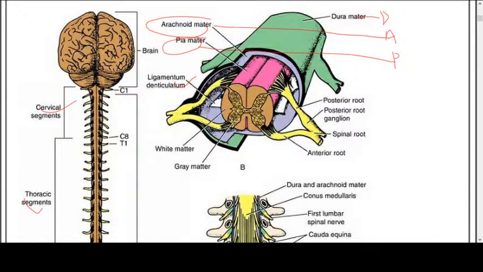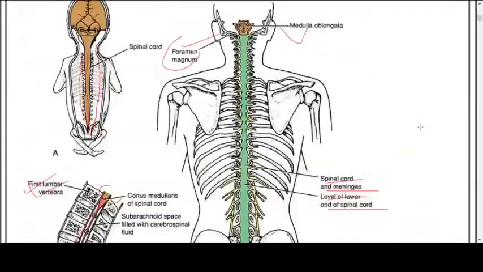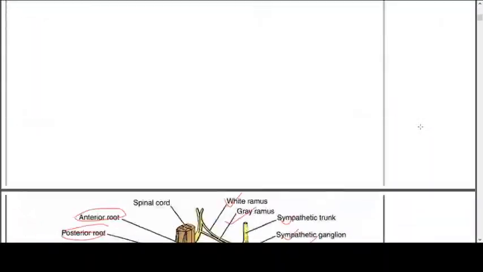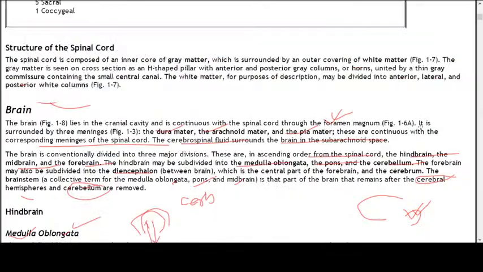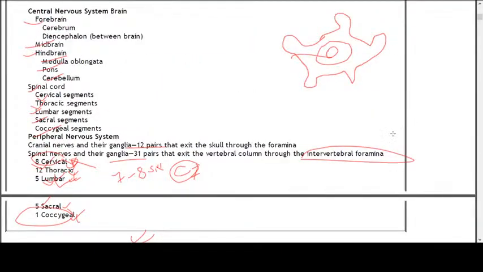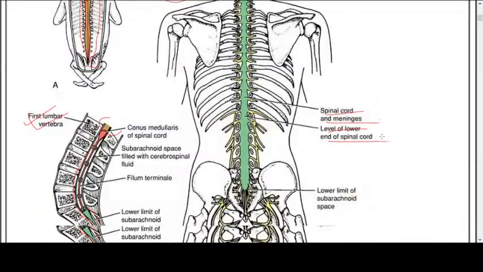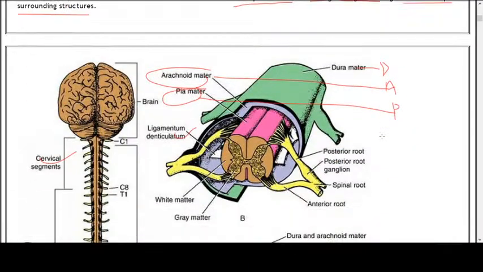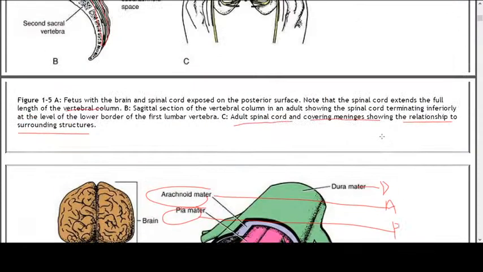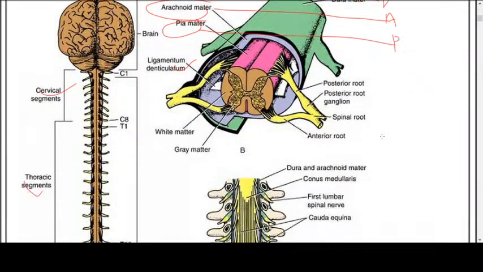It is basically a ligament that connects the spinal cord to the side of the vertebral column, the intervertebral foramina. The ligamentum denticulatum connects the outer part of the spinal cord to the side of the vertebral foramina.